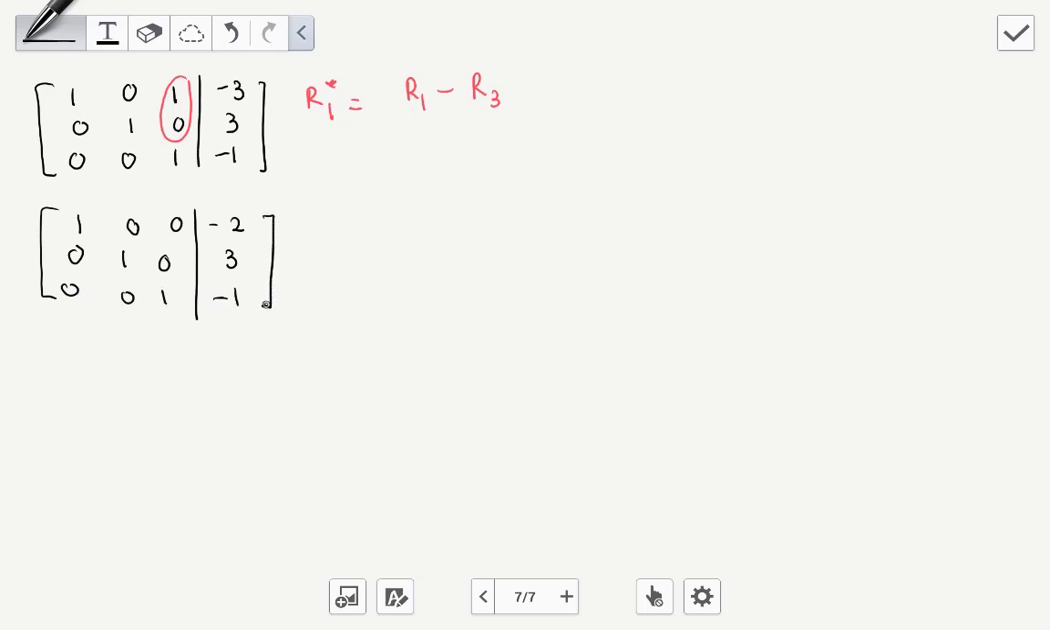Okay, students, so we managed to change this matrix to identity. That means the matrix on your right hand side is your solution. So x1 is negative 2, x2 is 3, x3 is negative 1. So basically this is the Gauss Jordan elimination method.